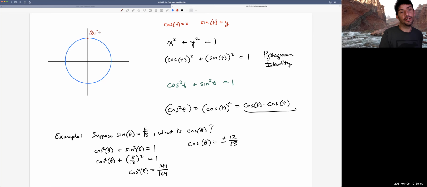So 5/13, let's see, this is our unit circle. So this is 0, 1. 5/13 is a little less than half. So half looks to be about there. Let's estimate right here. If I draw this horizontal line at y equals 5/13, it intersects the circle in two places, right? Both of these places have a y coordinate of 5/13.